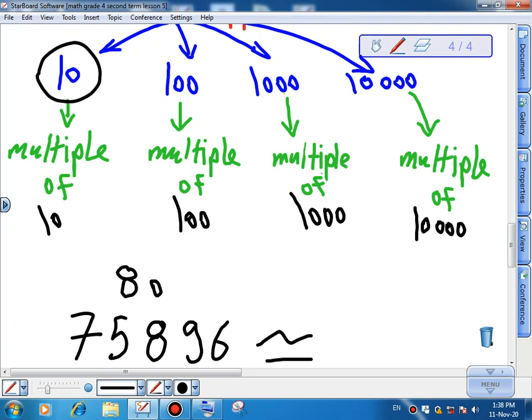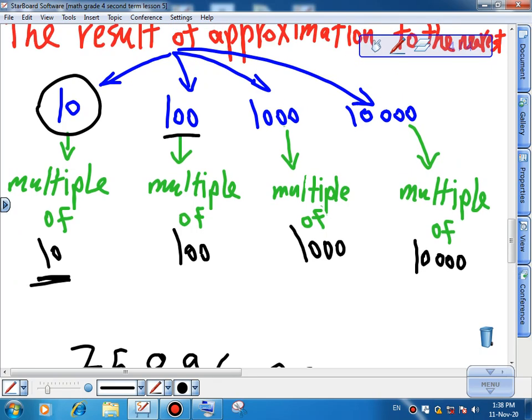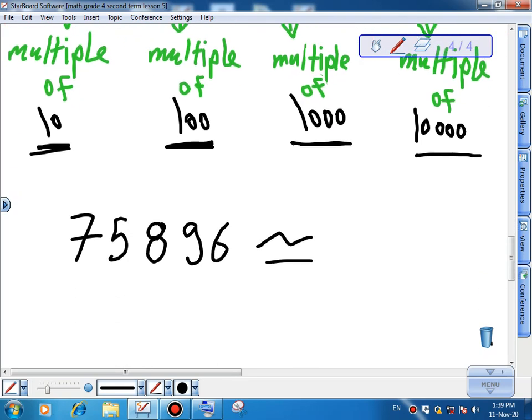If I need to approximate any number to the nearest 10, the result should be a multiple of number 10. If I need to approximate any number to the nearest 100, the result will be a multiple of number 100, and so on. If it is approximated to the nearest 1000, the result should be a multiple of number 1000. And the same thing, if I need to approximate a number to the nearest 10,000, the result will be a multiple of number 10,000.